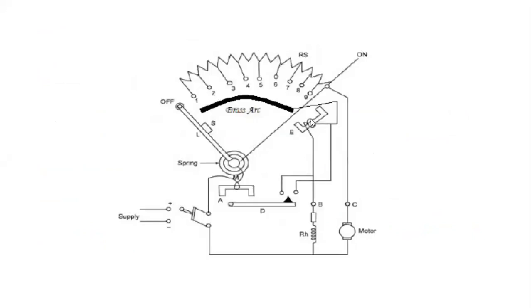This is the overload coil, this is the no volt coil, this is the handle, this is the resistance, and these are the studs. Studs, that is 1 to 9 studs.